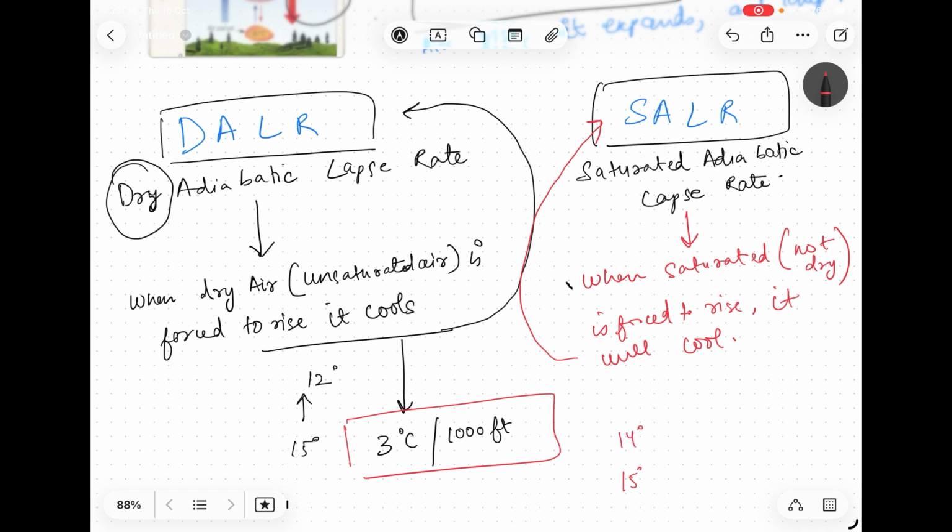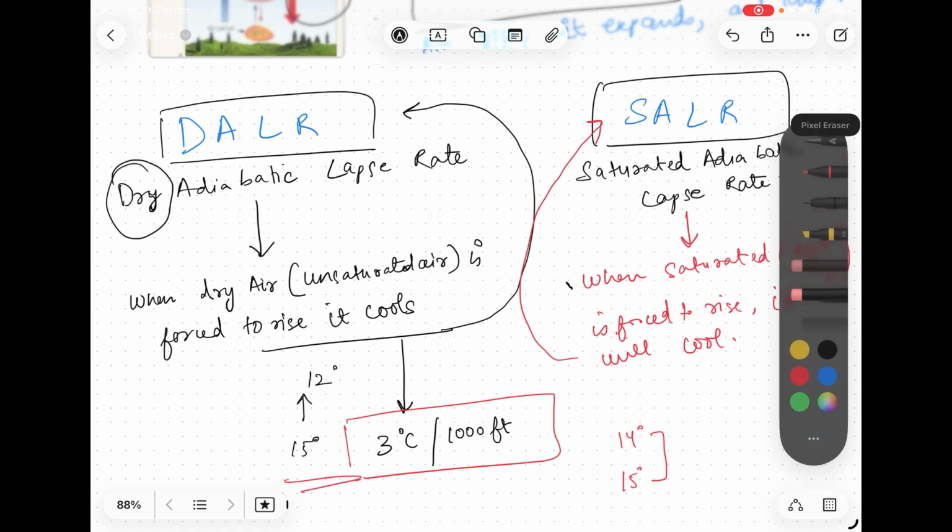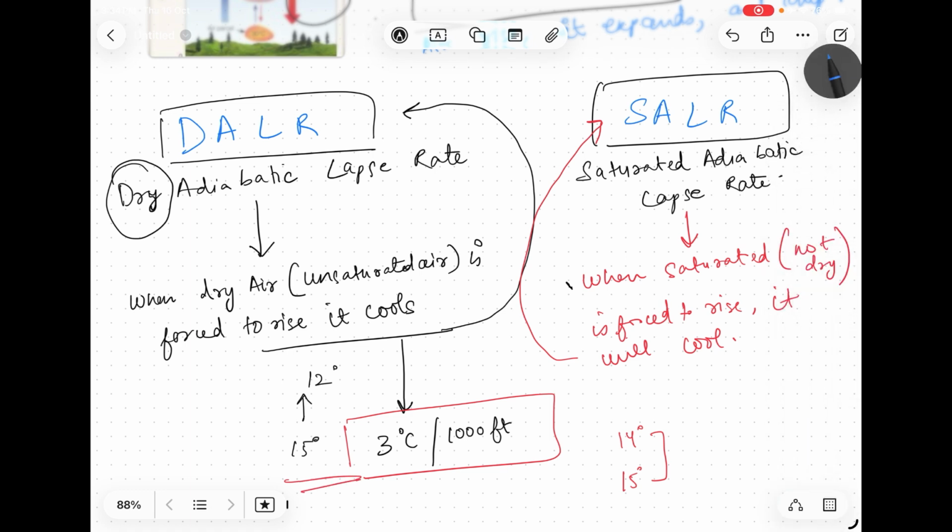Why is the lapse rate less? Because there is moisture, and like we know that air will cool faster as compared to water vapor, right? So water vapor takes a little more time to get colder. So the lapse rate is less as compared to this one. So here the lapse rate is, I'll write it in another color, 1.5 degrees Celsius per 1000 feet. Okay, these are some fixed values. Of course, in real life, things can be up and down.